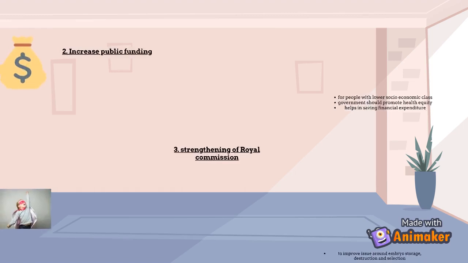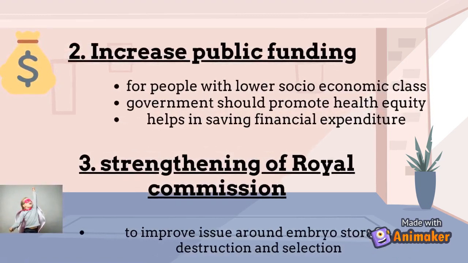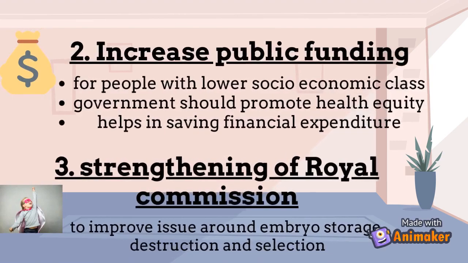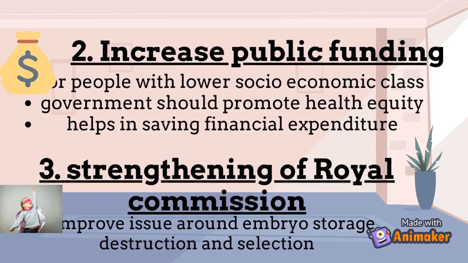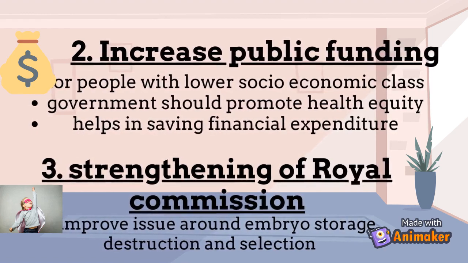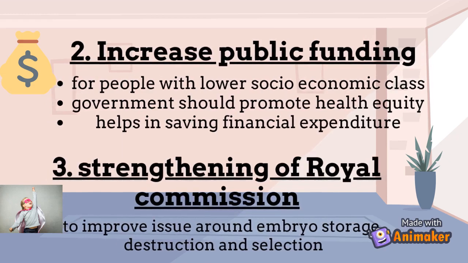The next method is increasing public funding to support people who cannot afford expensive services. It's the government's responsibility to promote health equity. This funding helps in saving financial expenditure. The last method is strengthening the Royal Commission to improve issues related to destruction, storage and selection of embryos.